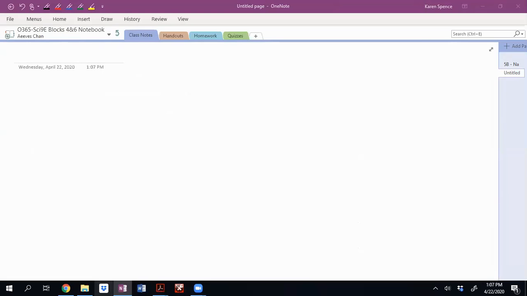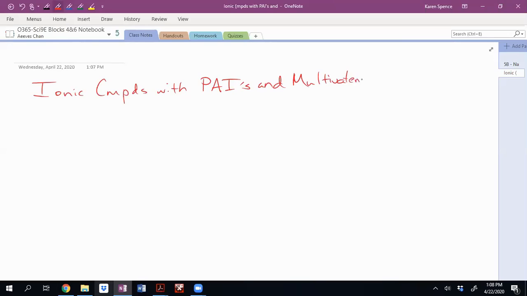So this is ionic compounds with polyatomic ions and multivalent metals. Where on the periodic table do you find your multivalent metals? How would you recognize them? Yes, they are in the red zone.